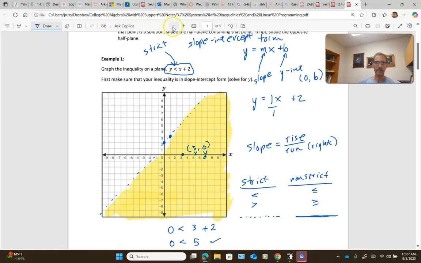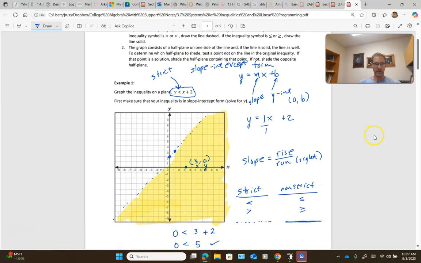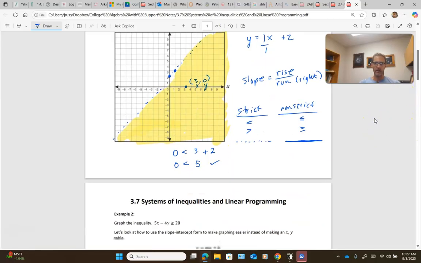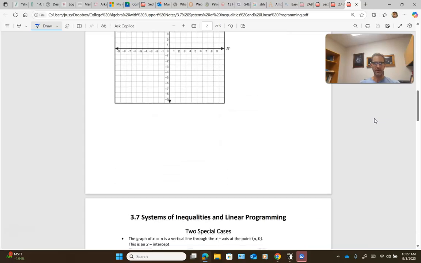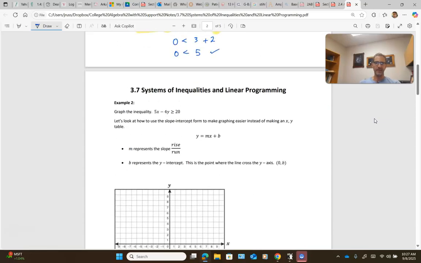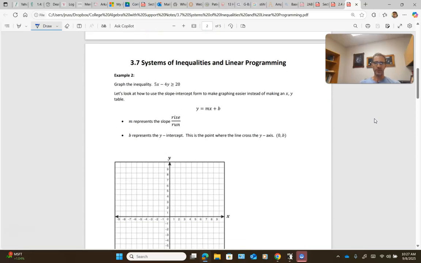All right. Well, I spent a little more time than I had wanted to on that first example. Anyway, let's look at example 2.